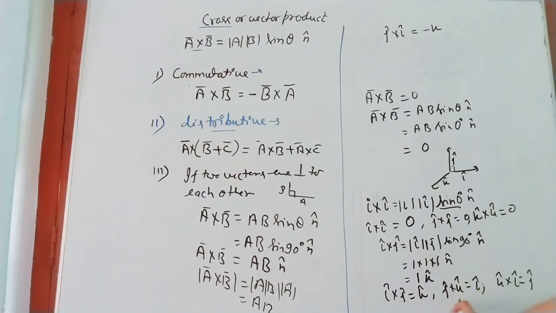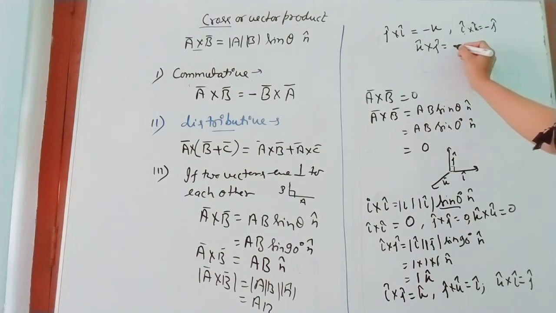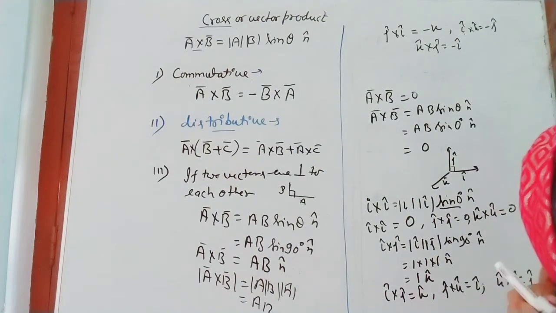Similarly, k cross j equals minus i, and i cross k equals minus j. You can write similarly: i cross k equals minus j and k cross j equals minus i. I hope it is clear to all of you.